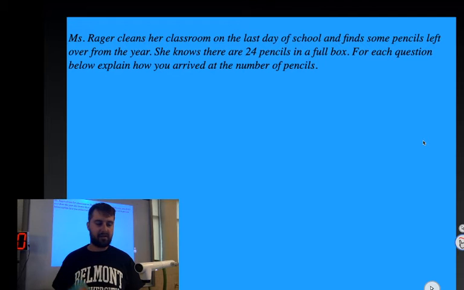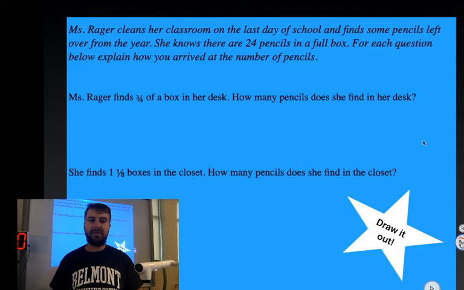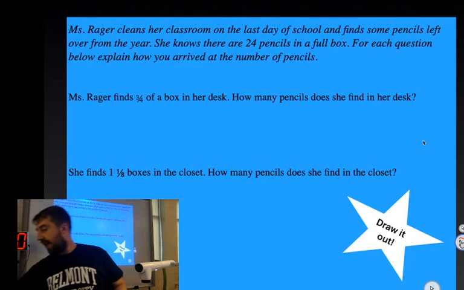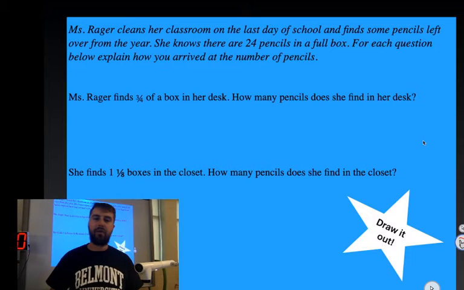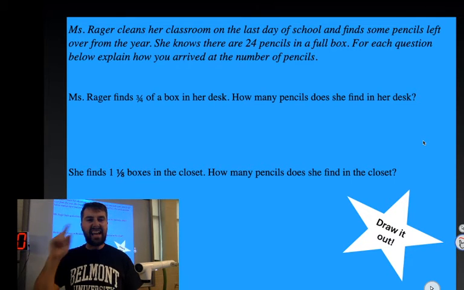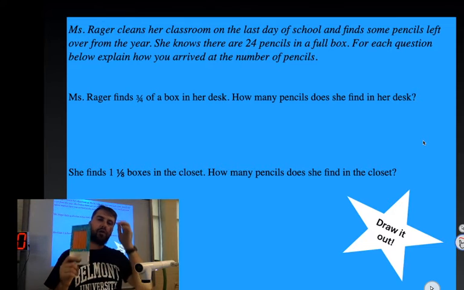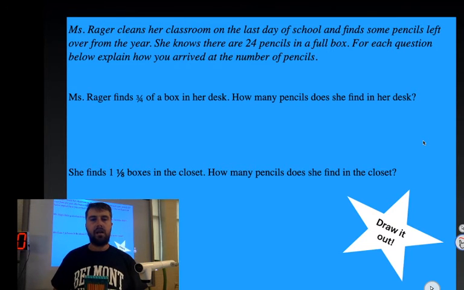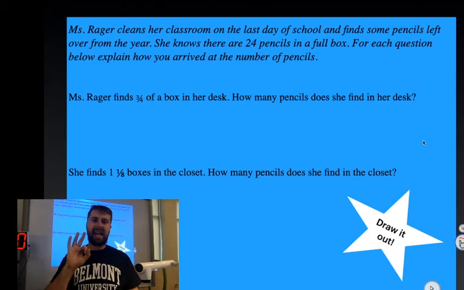So here's my box of pencils, but Miss Reger didn't find a whole box of pencils. Our first problem says Miss Reger finds 3/4 of a box in her desk. Went in her desk and found 3/4 of a box. I know that's going to be less than 24 pencils because there's 24 pencils in a whole box. But how many pencils did she find in her desk? So take some time, solve that, and then this is going to be part of your exit ticket. I'm going to ask you to send your 3 answers to me in a message on Schoology. So how many pencils did she find in her desk if she found 3/4 of a box in her desk?